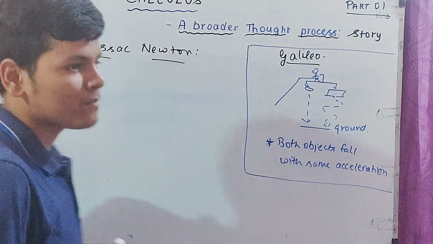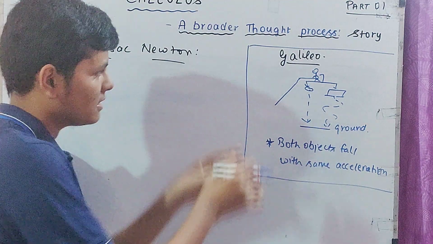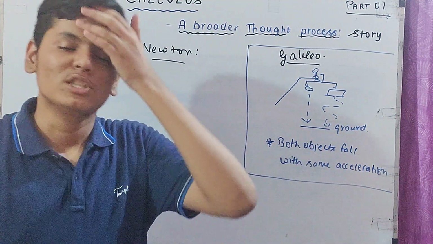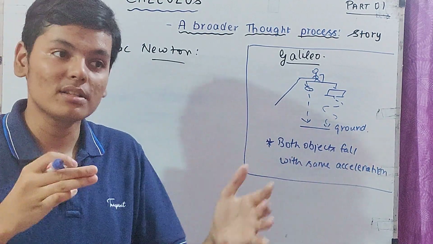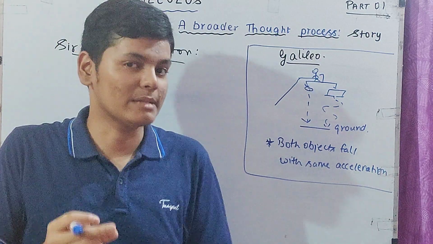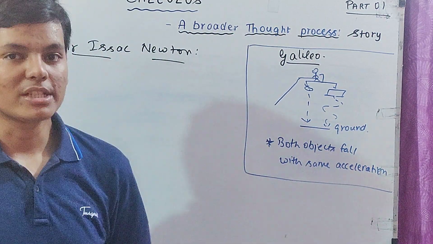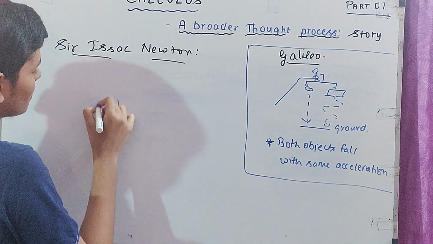Sir Isaac Newton. Now there is a very major and interesting coincidence: the year when Galileo died was the year when Newton was born. So many physicists consider this a coincidence, or many of them believe it was a rebirth of Galileo to complete the concept.